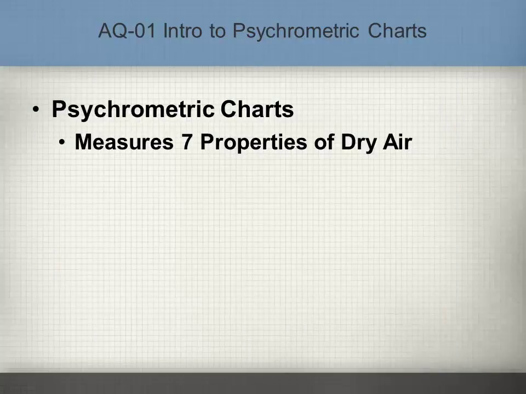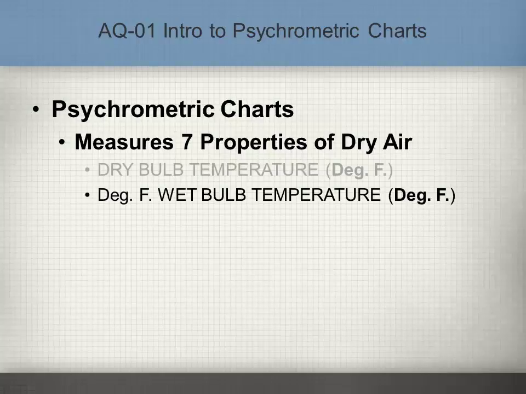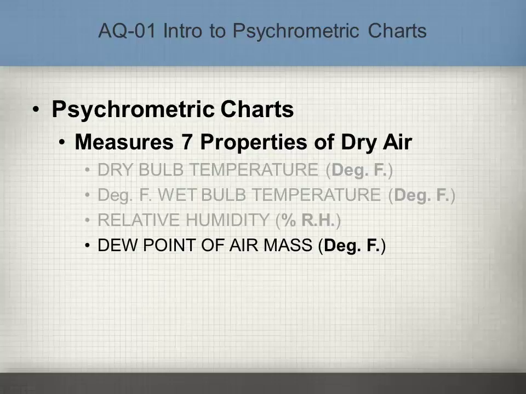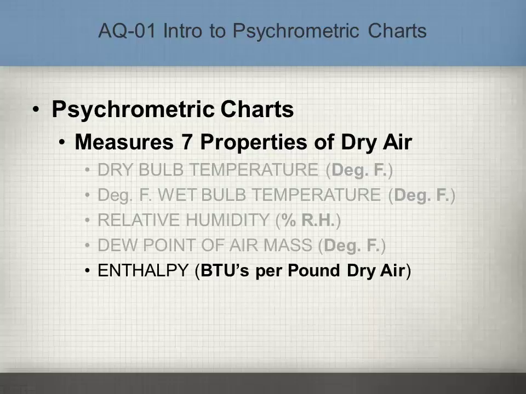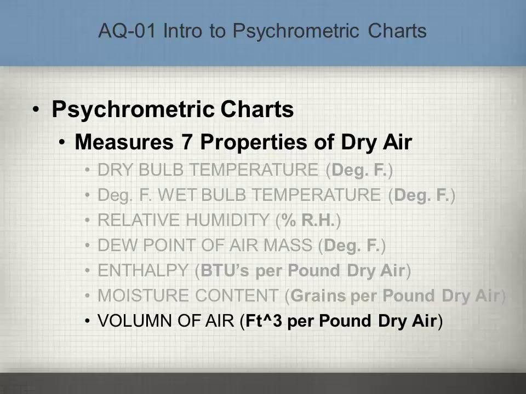Whether referring to indoor or outdoor air masses, air quality is a term that has certain measurables. Willis Carrier identified 7 properties of dry air, primarily the dry bulb temperature measured in Fahrenheit degrees, the wet bulb temperature measured in Fahrenheit degrees, relative humidity measured as a percentage, the dew point measured in degrees Fahrenheit, enthalpy that is measured in BTUs per pound of dry air, moisture content measured in grains of moisture, and volume per pound of dry air that is measured in cubic feet.